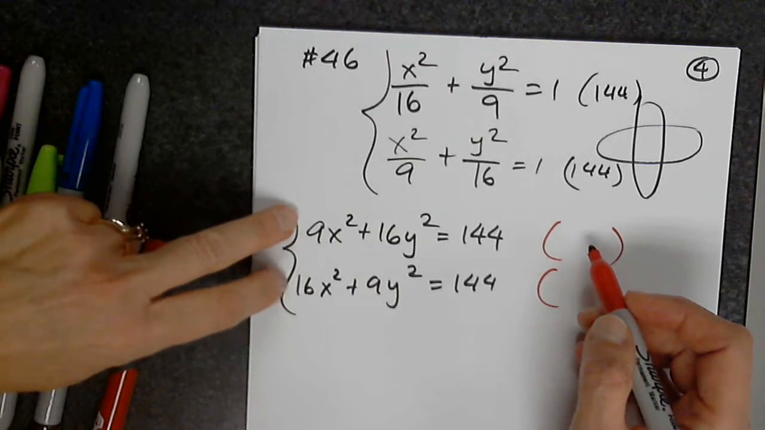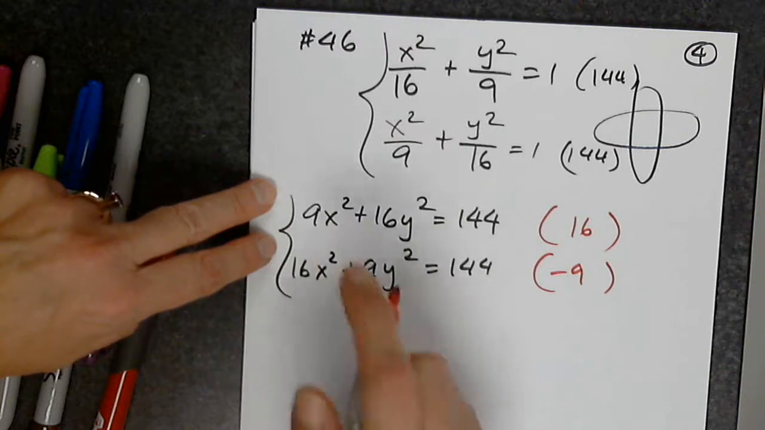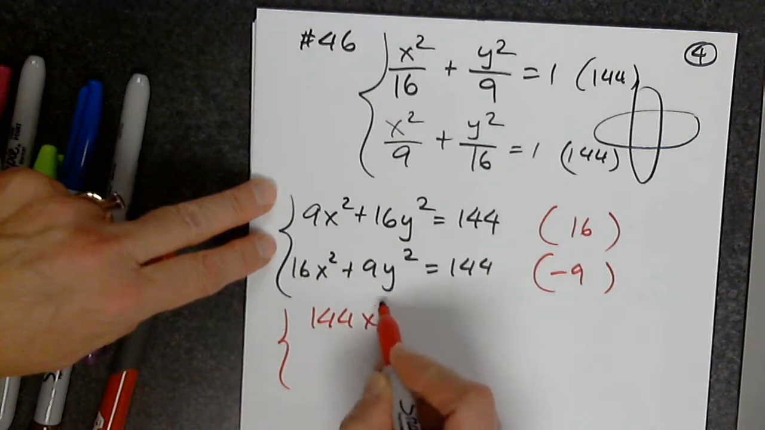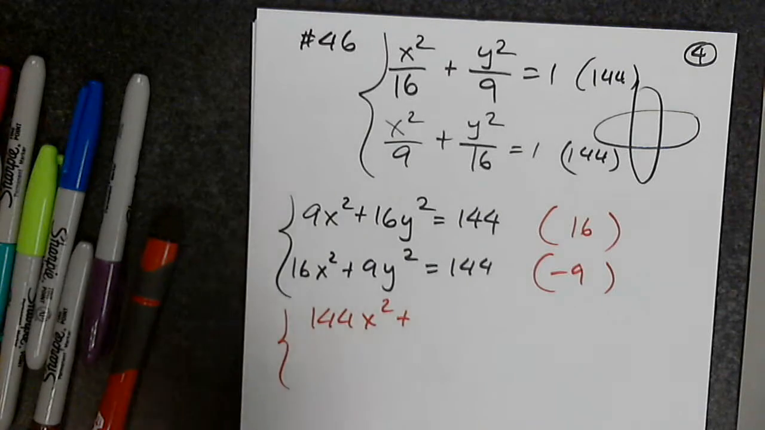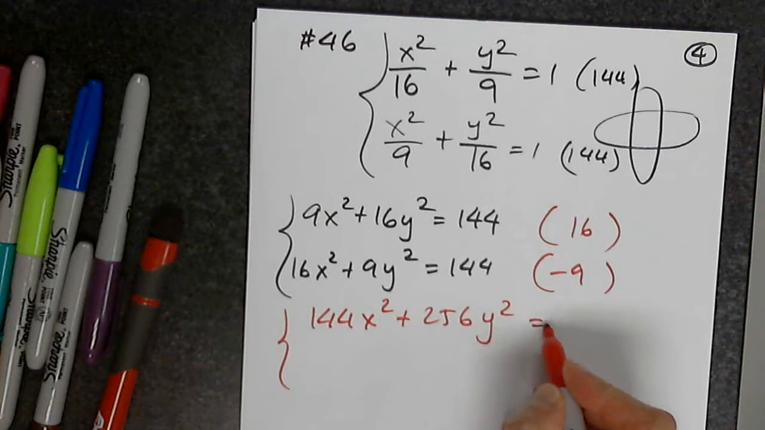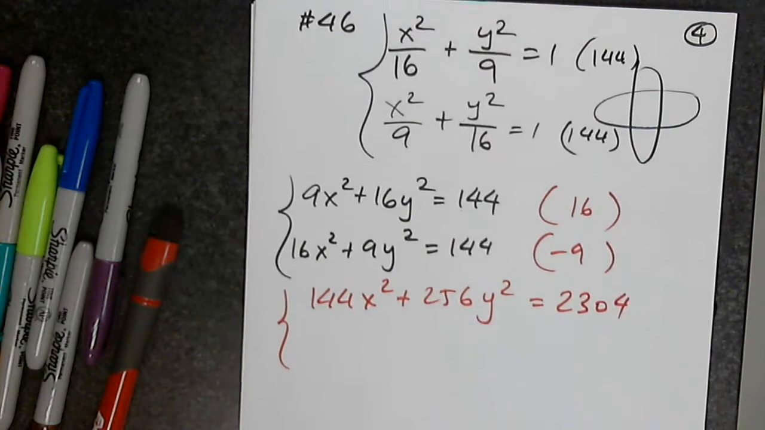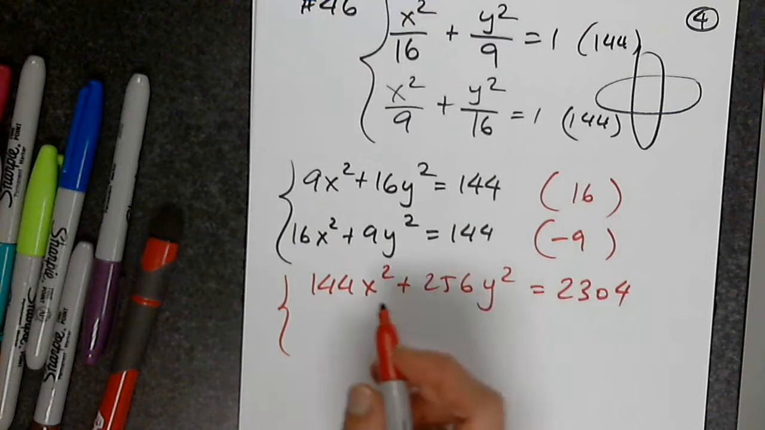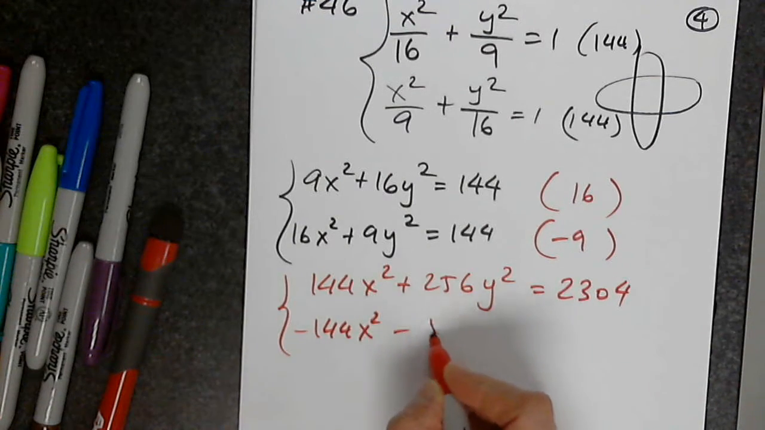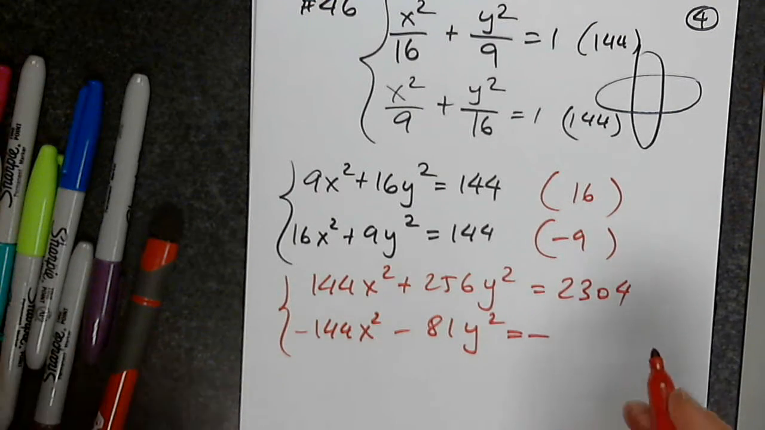I need this product. So I multiply by 16 and by negative 9. Let's see what happens. 16 times 9x squared is 144x squared, plus 16 times 16, 256 y squared, and 144 times 16 is 2304. Now I multiply the second one by negative 9. Negative 144x squared, negative 81y squared equals negative 144 times 9, 1296.